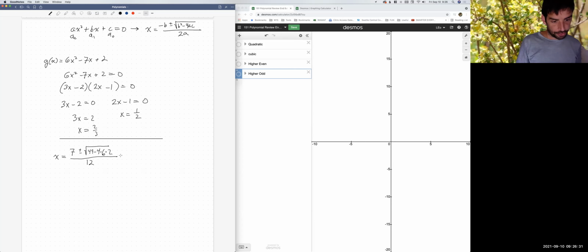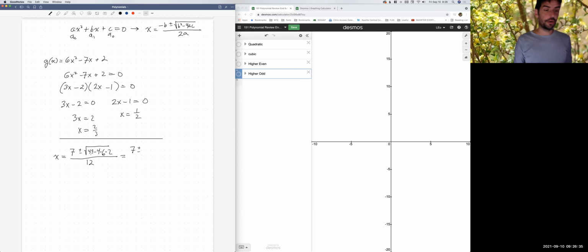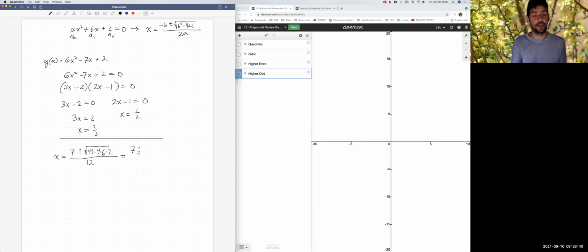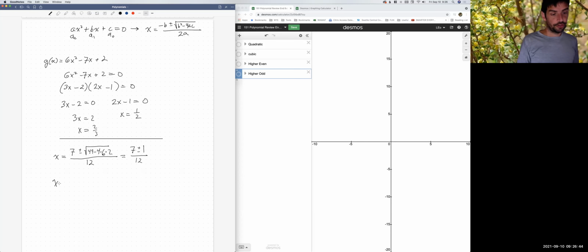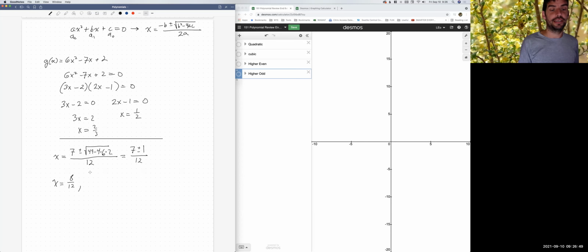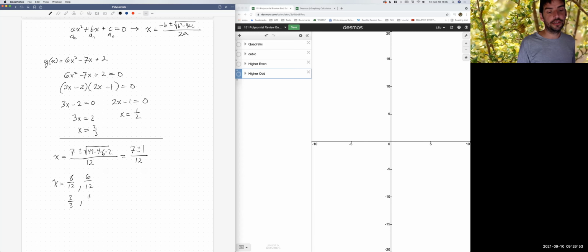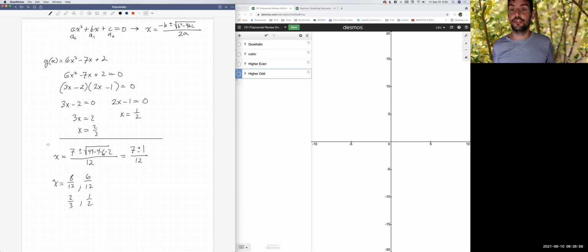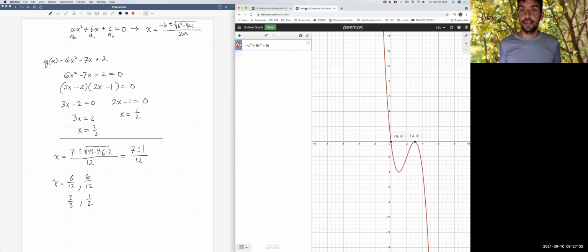All right. And so if we work this out, we get 7 plus or minus. So what do we have? 49 minus 4 times 6 is 24, times 2 is 48. 49 minus 48 is 1. So this is 7 plus or minus 1 over 12. So when it's plus, we get 8 over 12. When it's minus, it's 6 over 12, which is, of course, 2/3 and 1/2. So they both give us, as they should, the same result.